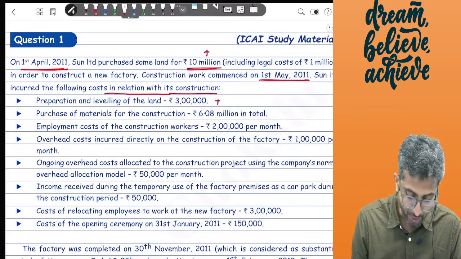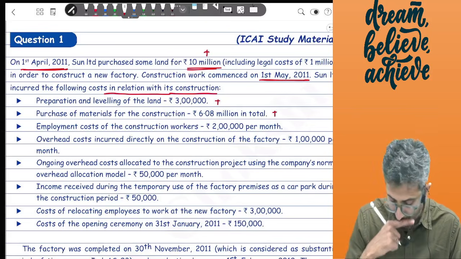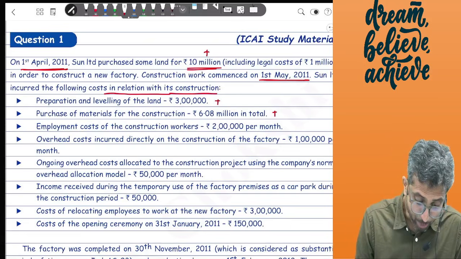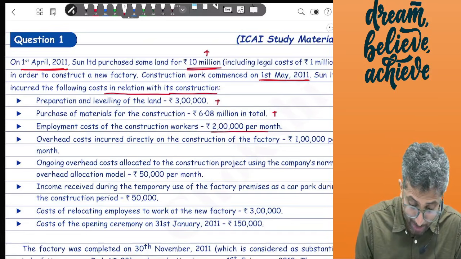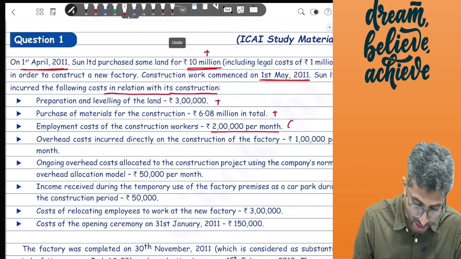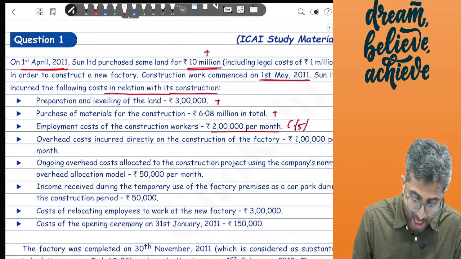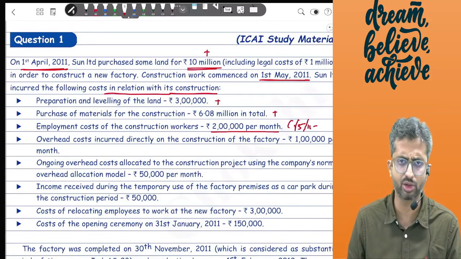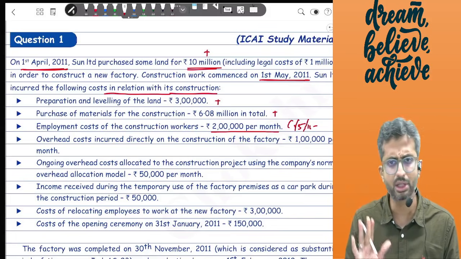Purchase of materials for construction, 6.08 million. Again, this is material cost, directly attributable, will be added. Employment cost for construction workers is 2 lakh per month. Now this will start from 1st of May because construction started from 1st of May and it will continue till the time construction continues. Now we don't know till when does construction continue, till whichever time it continues we will consider that.